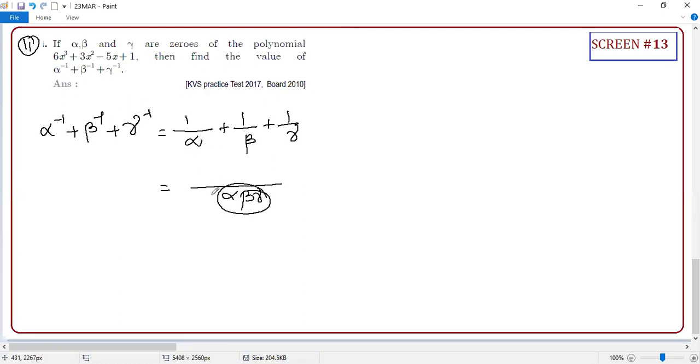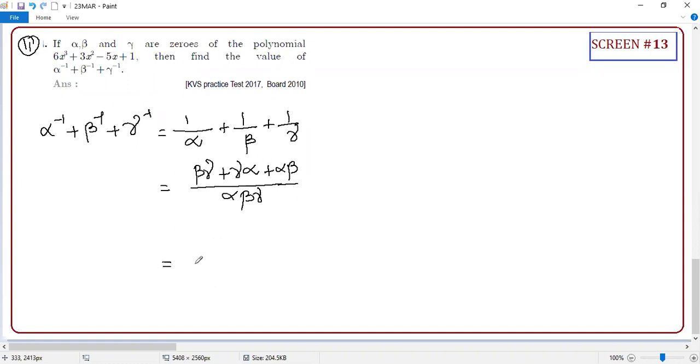The moment you keep this as a common denominator, here what is missing? Beta, gamma. Correct or not? You have to multiply both numerator and denominator. So it is normal fraction addition. Here what is missing? Alpha, gamma. You can put gamma, alpha also, no problem. Then here what is missing? Alpha, beta. So now from this equation, you know how to find this value. This is the sum of product. So can you apply this value? You can directly substitute the value.